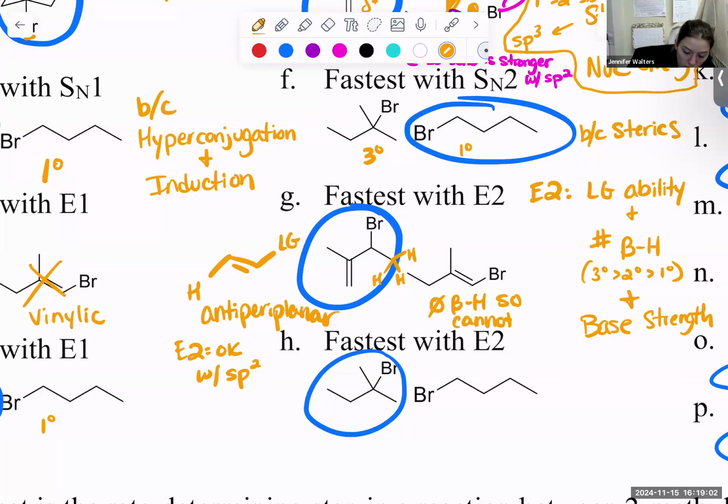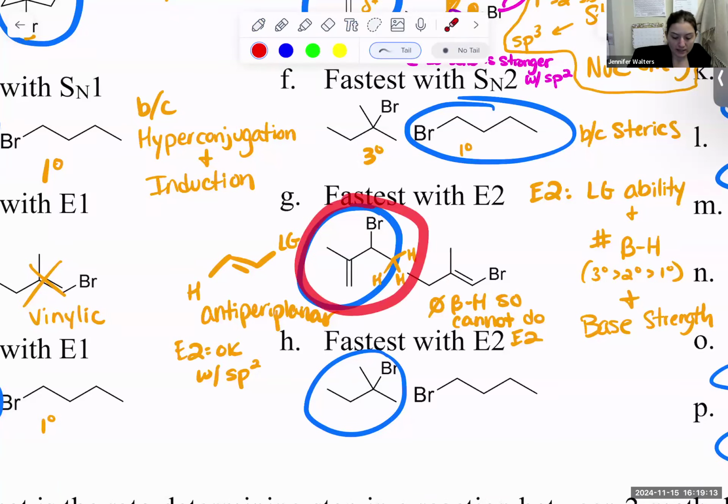So this cannot react. It cannot do E2. This substrate can't do it because there are no beta hydrogens. If you don't have beta hydrogens, you can't do the elimination. So this one is going to be faster because it does have beta hydrogens and it has 3 to play with.